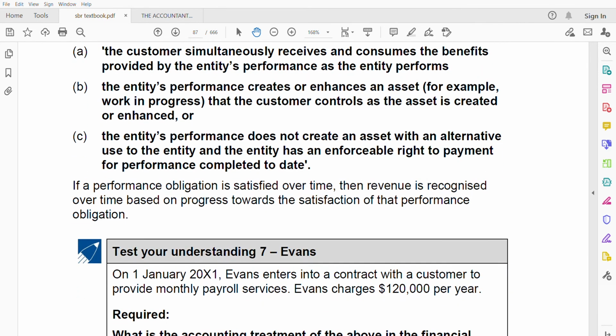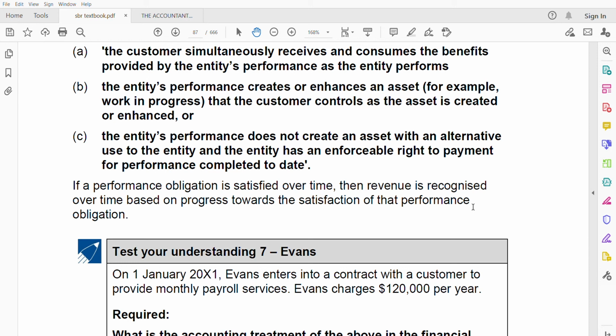So if performance obligation is satisfied over time, then revenue is recognized over time based on progress towards the satisfaction of that performance obligation. For example, you have a contract to build a building. So construction of a building is a very good example because it is built over time. No house is built in one day. You don't go and hand over your building to your customer or client in a day. It takes years, 4 years, 5 years. Let's say 5 years. You have a contract to build a house for your client for 5 years.